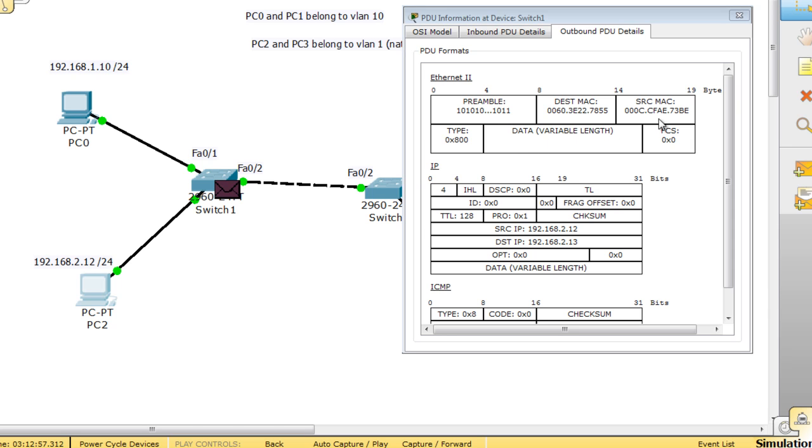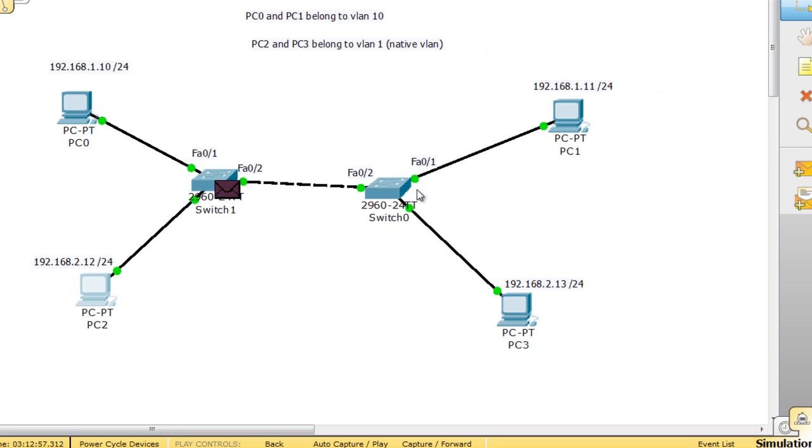So for the native VLAN, you don't have frame tagging. The switch is gonna assume that this is the native VLAN. It doesn't require a tag, so it's gonna send the frame untagged. And once this switch up here receives the frame, it's gonna look at the frame untagged, and it's gonna assume that it is for the native VLAN. That's why you always need to have the native VLAN configured the same on both interfaces.